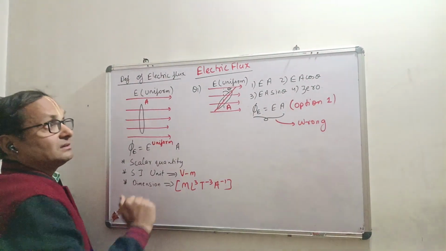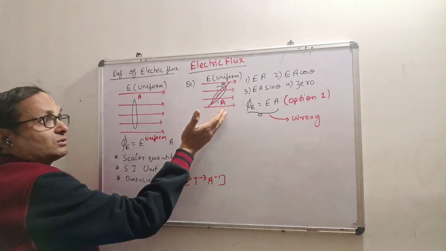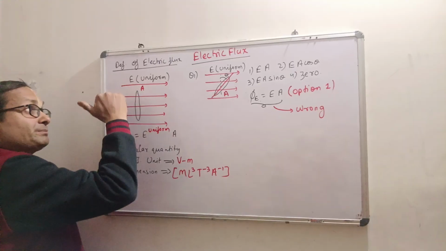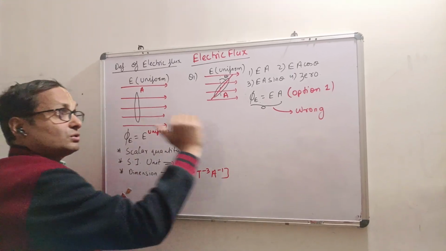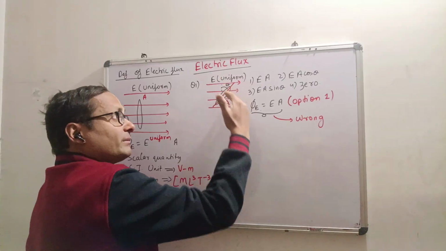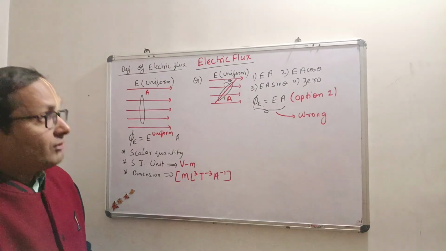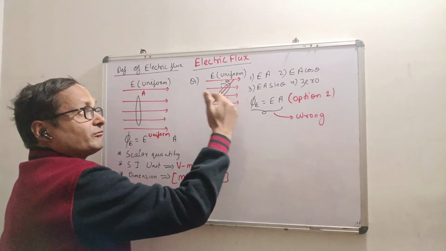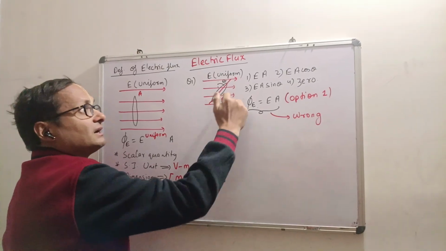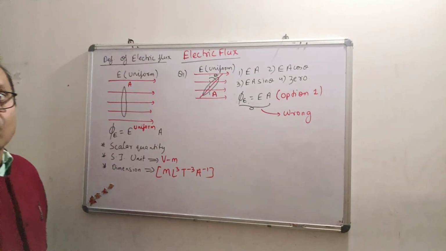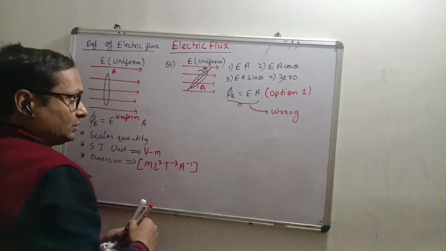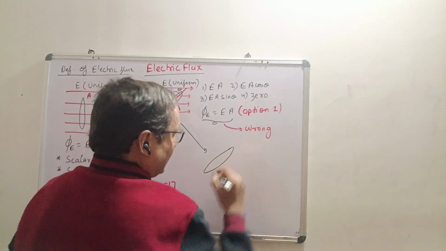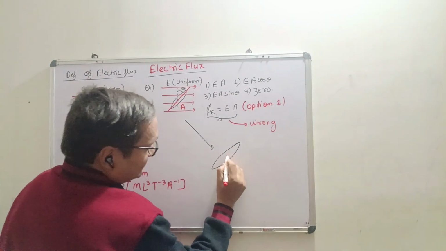Now, how to find out the right answer? For finding out the right answer, we need to change the scenario given in the question as in the definition. In the definition, it is clear that area is perpendicular to the uniform electric field. For finding out the uniform field perpendicular to the area, we will resolve the electric field into two components, one perpendicular to the area and one parallel to the area.